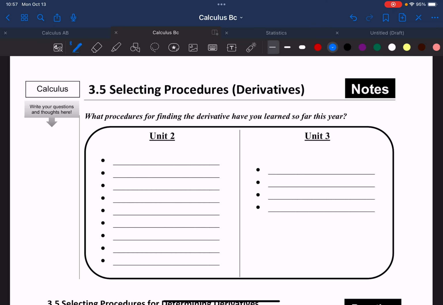Notes 3.5, selecting procedures of derivatives. So in this note, there's not really anything new. It's just telling you, okay, what have we done so far? What are all the rules that we've learned for the derivative?